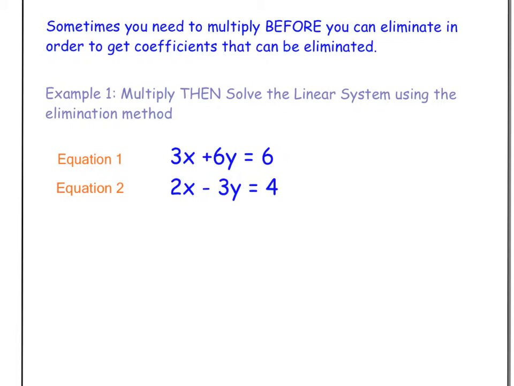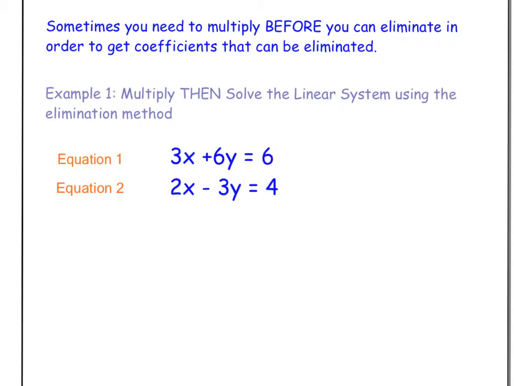You have a little freedom in solving this system. You can decide if you want to get rid of the x terms or the y terms. If I want to get rid of the x terms, I need to make these coefficients match. So I would have to come up with the least common multiple of these two numbers. That would be a 6.